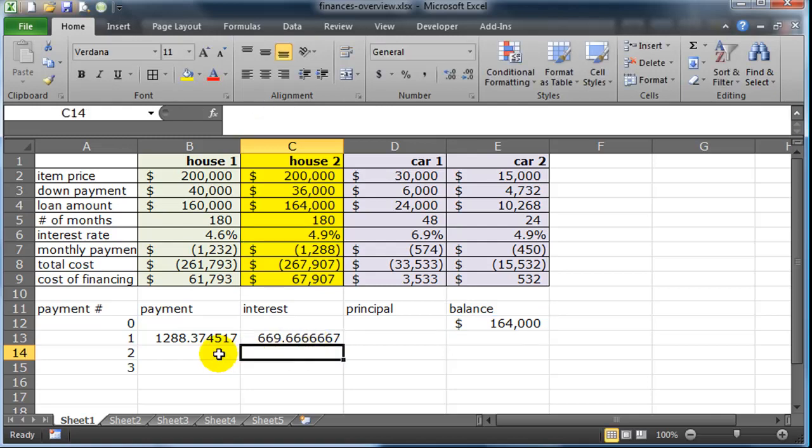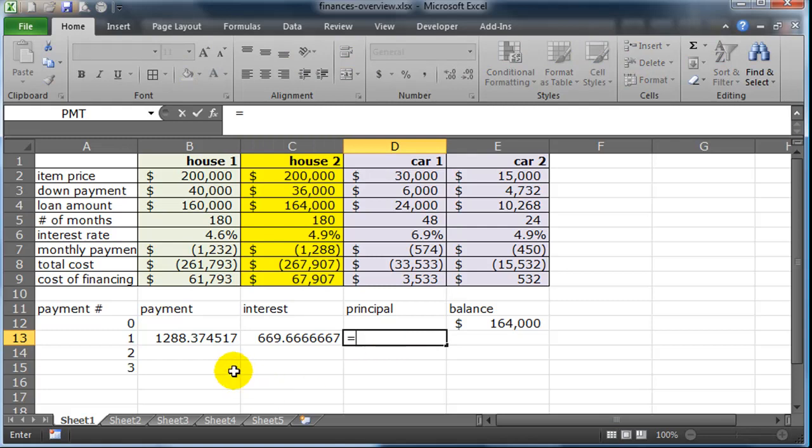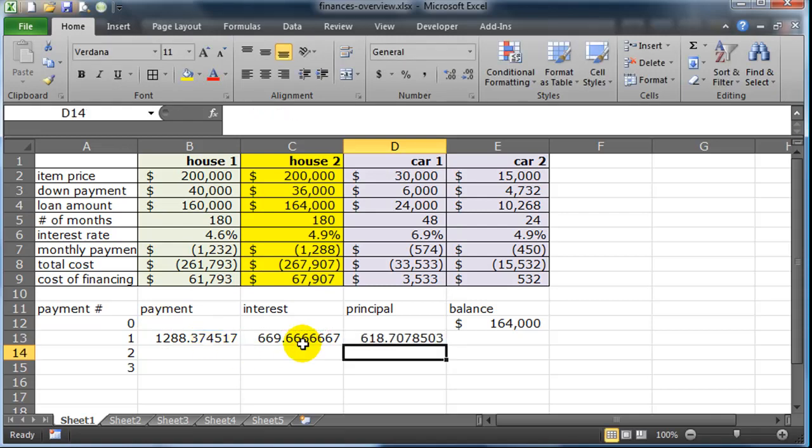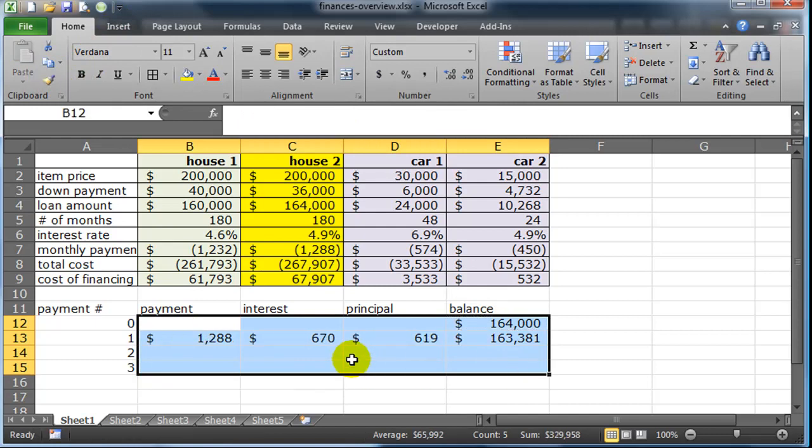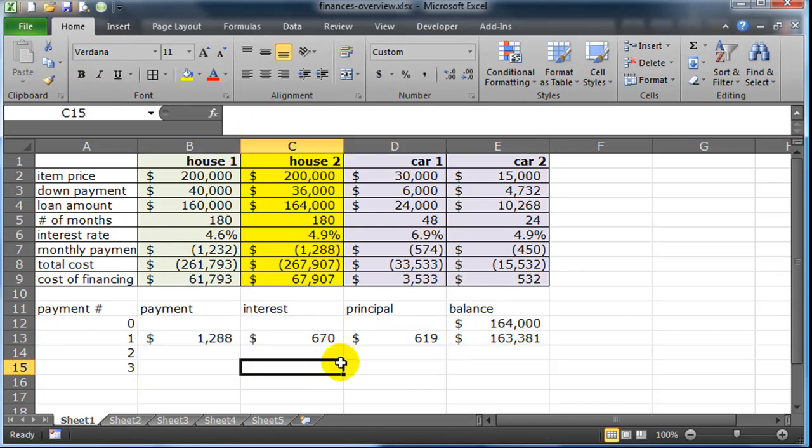There we go. So I'm going to pay about $12.88 for a monthly payment. $670 is going to go to interest. Principal is going to be equal to my payment minus interest. There we go. So part goes to interest, part goes to principal. The balance is going to be equal to the previous month's balance minus the amount that went to principal. There we go. And I like this formatting here, so I'll use that, and then I can just pop that down. So now we can really see what's going on here.